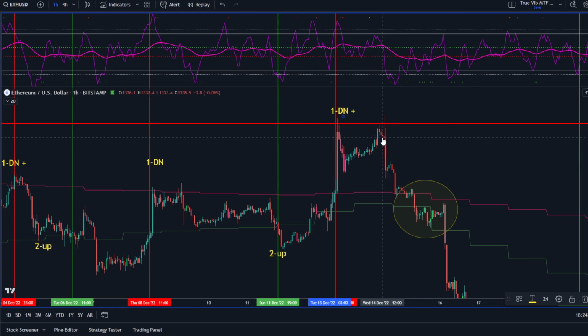Oh, this looks like a trap has been set. Why? I see 3 pieces of confluence within a 1 down scenario happening at range highs. Thank you very much. I want to join the trap setters. Let me add a short right here as well. Boom. That's it. That's my game.